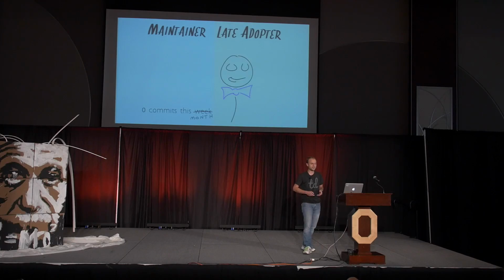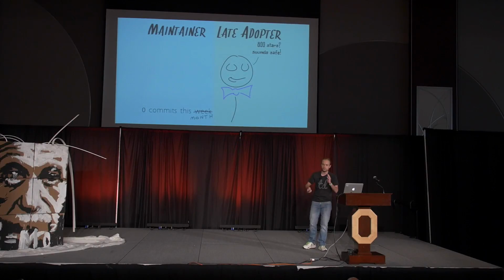But late adopters might come to that project and see the same situation, but with a very different perspective. They might see it and say, oh, wow, look, no recent commits. That means it's a stable dependency. That's great. 800 stars or forks or 20,000 downloads, that indicates I can trust this thing. And of course, it's open source, so it's free. So that's great. Let's pull this in.